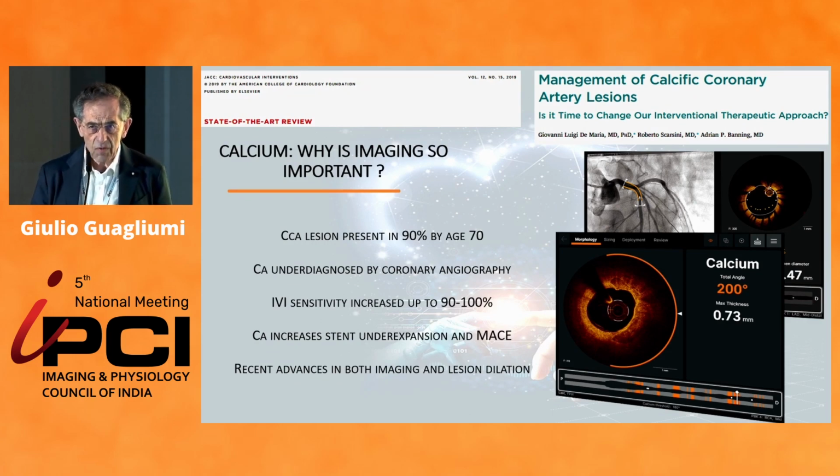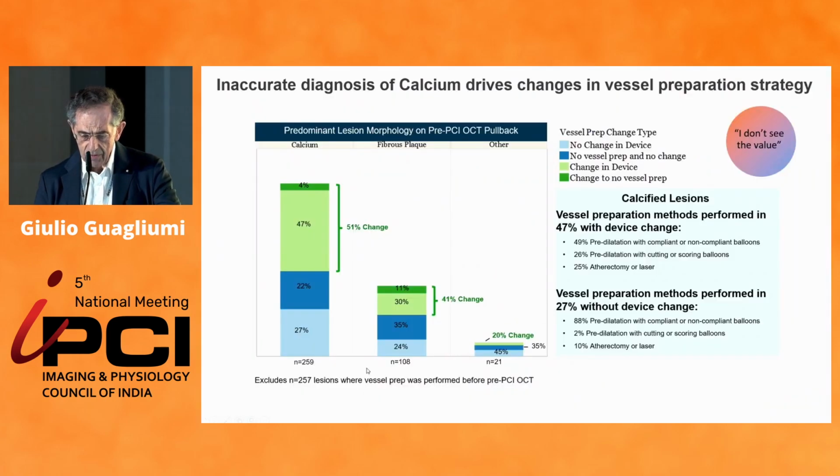Because calcium, if you are age 70, is present in at least one plaque of almost every person. Because intravascular imaging has a very high sensitivity in detecting calcium. Because we know that calcium is creating problems, especially to the stents. And because we have something new coming that can allow the treatment of the calcification. This slide was already present.